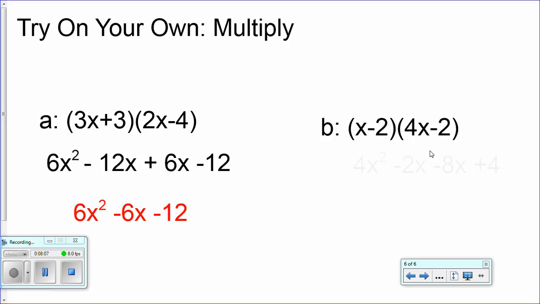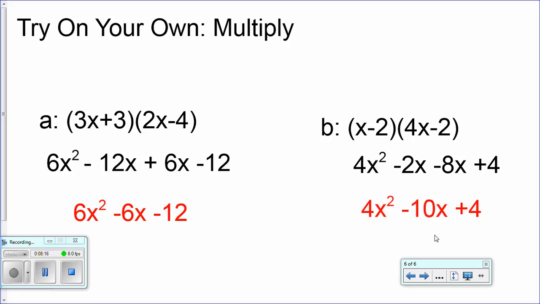Okay? B, you go ahead and multiply. You get four terms: 4x squared minus 2x minus 8x plus 4. Simplify by combining your like terms. So you get 4x squared minus 10x plus 4.